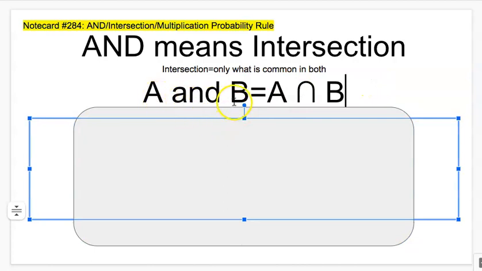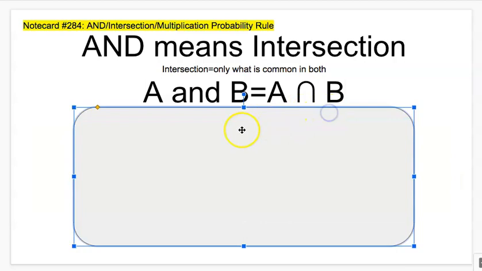A and B is the same thing as A intersect B. This upside down U means intersection. So the word and this upside down U are the same thing. They mean and an intersection.